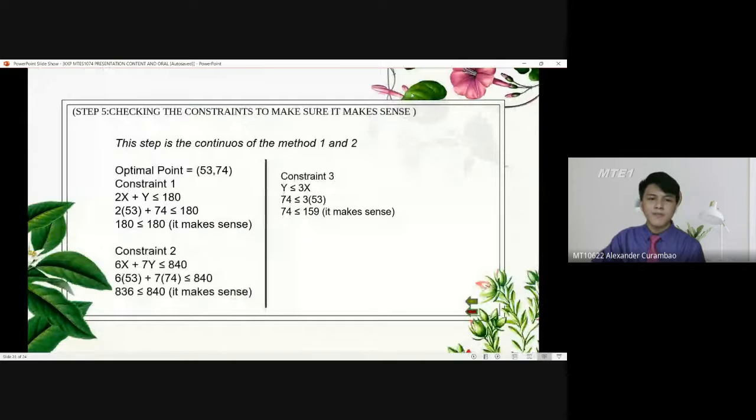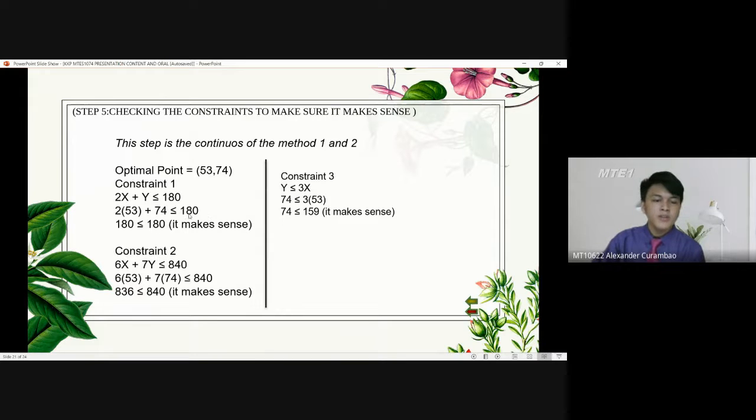Okay, the last step is checking the constraints to make sure it makes sense. This step is a continuation of method 1 and method 2. From method one and method two, we got the same optimal point, which is 53 and 74. For the first constraint, we need to substitute x and y. So x is 53, y is 74, and we add them up, and 180 is less than or equal to 180.